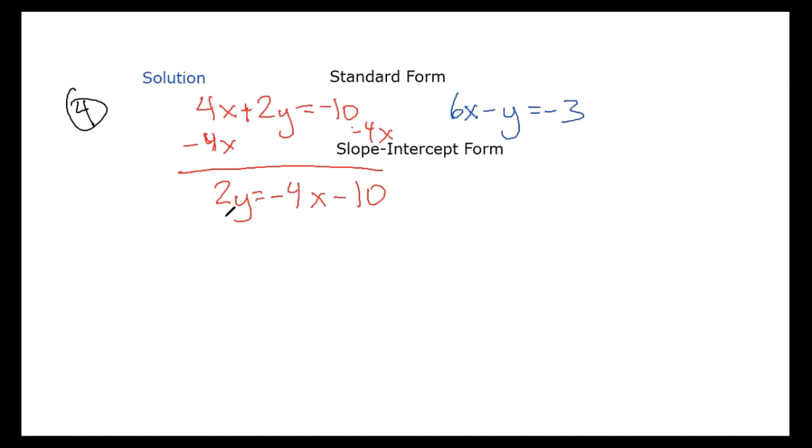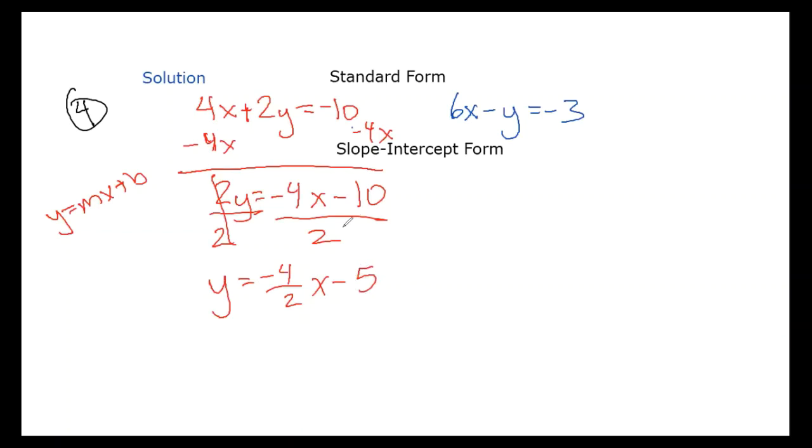To get y by itself, so that it can be in slope-intercept form, which is y equals mx plus b, we divide by 2 on both sides. And our equation now is negative 4 over 2 x. Negative 10 divided by 2 is negative 5. And then negative 4 divided by 2 is the same thing as negative 2. So y equals negative 2x minus 5 is in slope-intercept form. We're going to need that equation to graph it.